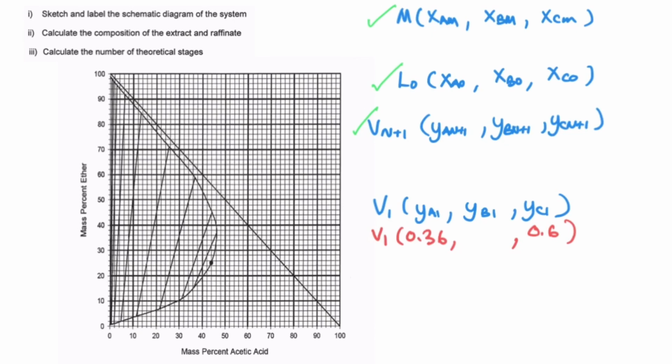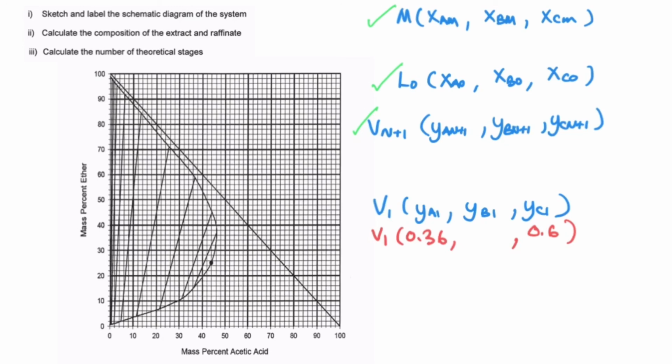From the graph that you have, you can look through the solution in the other video. Please look at the other video and then you can get the final answer here. From the graph that you have plotted, which consists of the points M, L0, and Vn plus 1, you should be able to get the value or the position for V1, which is your extract.